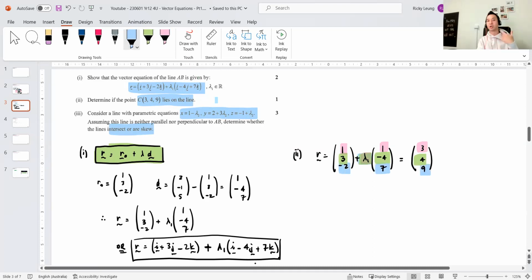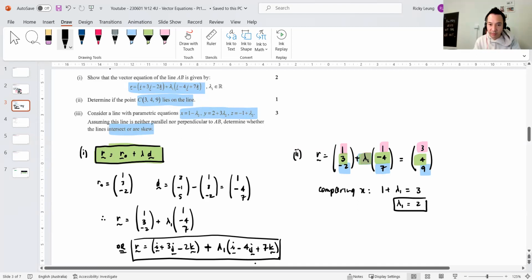And then you basically solve it for one, and then you just got to make sure it holds for the other, right? So comparing x, right? I've got 1 plus lambda 1 equals 3. So from this one, lambda 1 equals 2, right? So I've got to make sure that holds in the next two, right? And if it holds, then we're sweet, right?